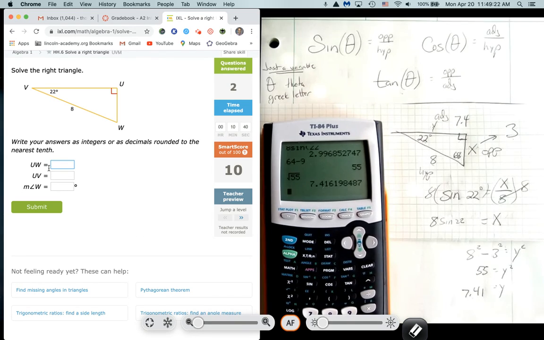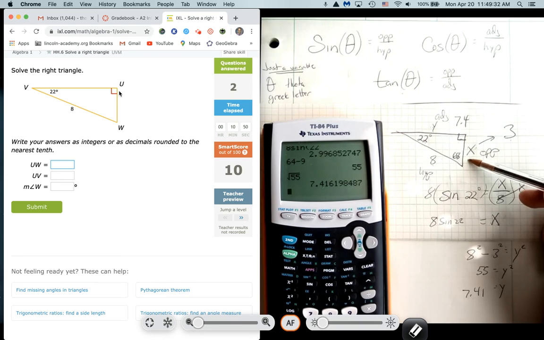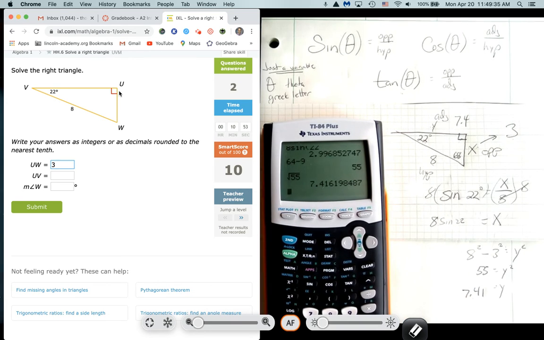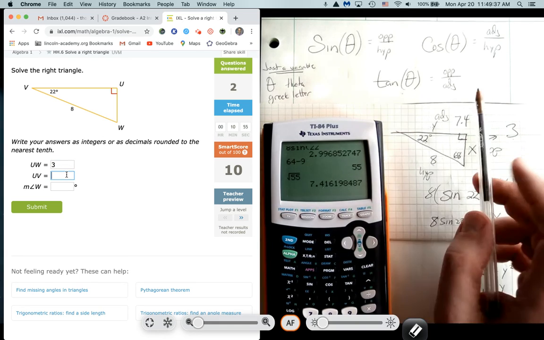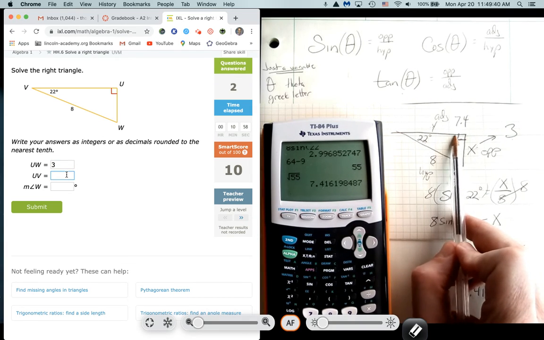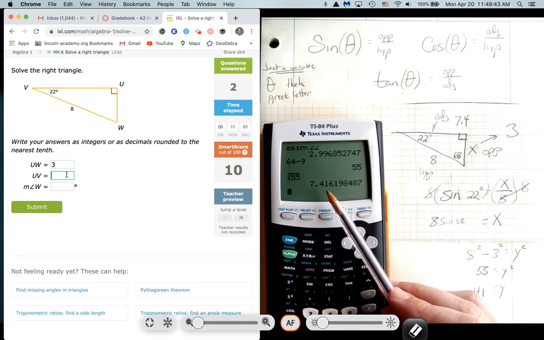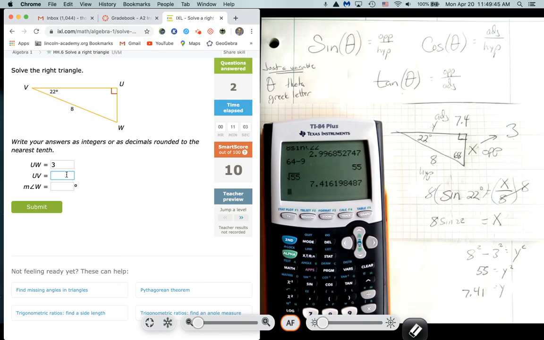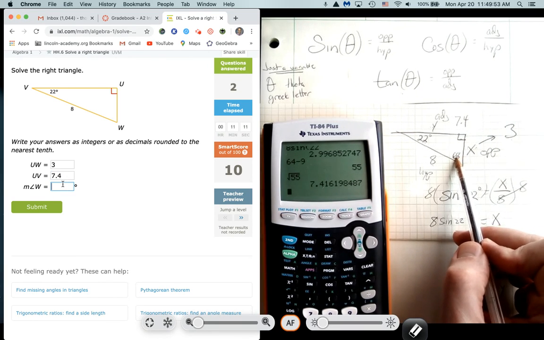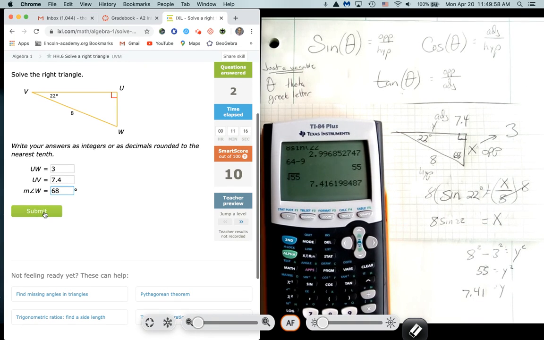Now I come over here, and again, I'm very, very careful in making sure I put the numbers in the right spot. UW. UW is this one over here, which is this side, which is 3. UV. UV obviously is going to be this top side then, which is 7.4, and I've looked at my number a couple times to make sure I'm not typing it in wrong like I did on the very first problem. 7.4, and then we already found that unknown angle here, angle W, which is 90 minus 22, or 68. And then I hit submit.